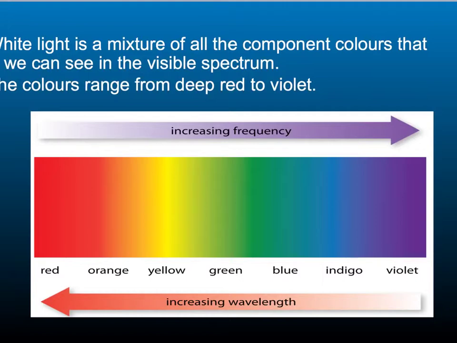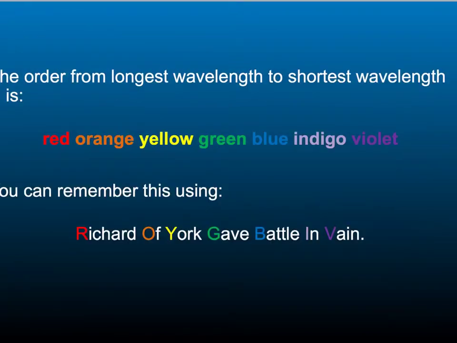White light is a mixture of all the component colours that we can see in the visible spectrum. The colours range from red to violet. The red light has got the lowest frequency but the biggest wavelength, and the violet light has got the highest frequency and the shortest wavelength. We usually state the spectrum in order from longest wavelength to shortest wavelength: red, orange, yellow, green, blue, indigo and violet. You can remember the order of the colours by using this rhyme. Richard of York gave battle in vain.